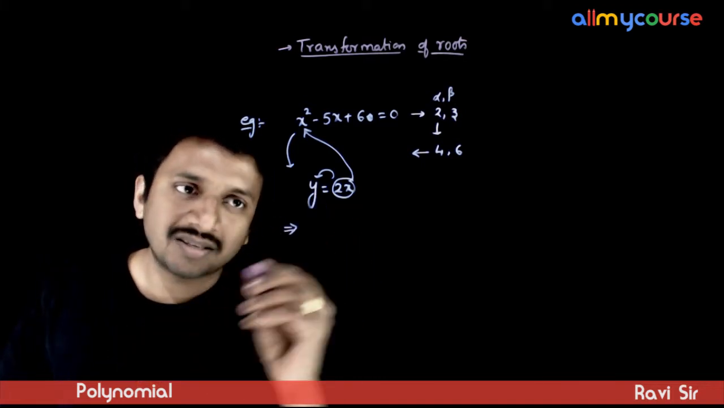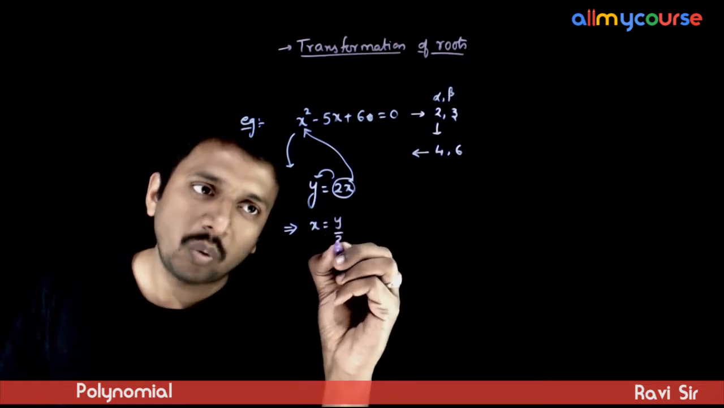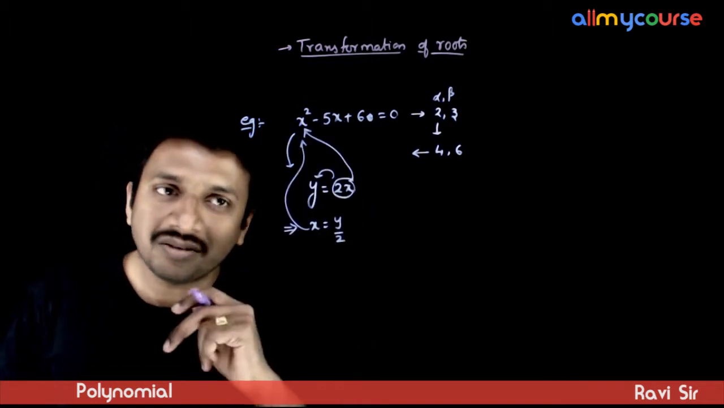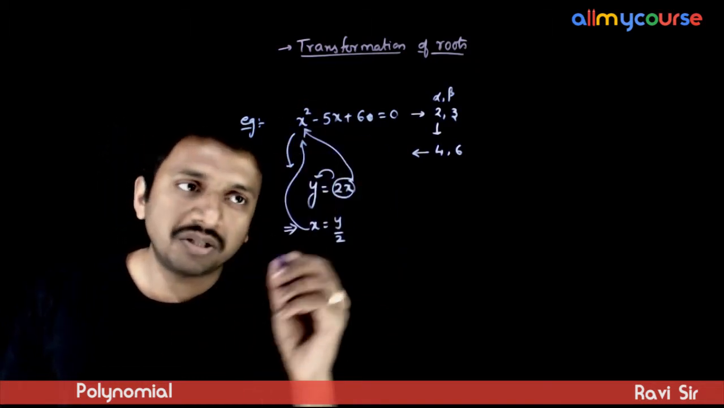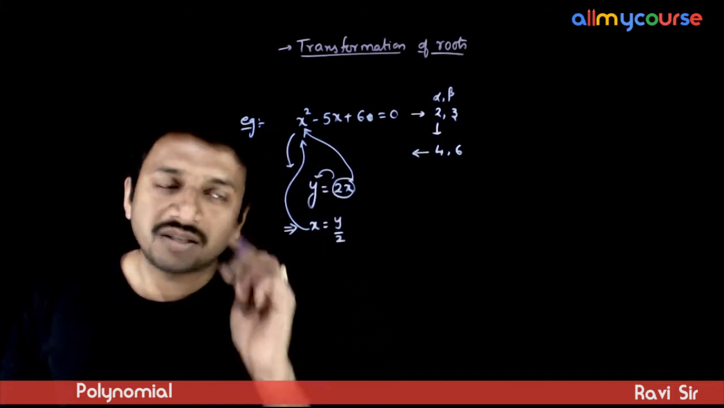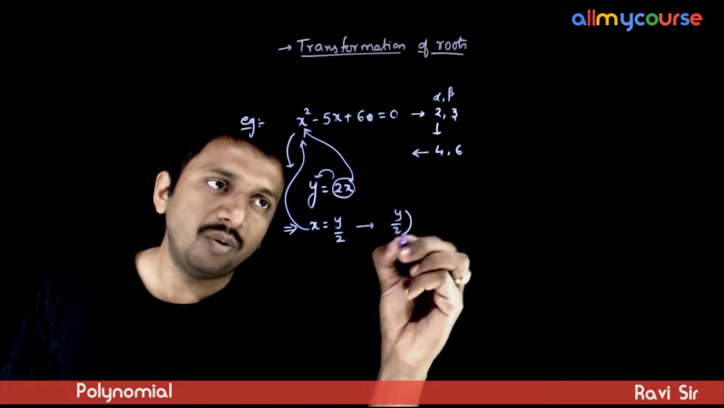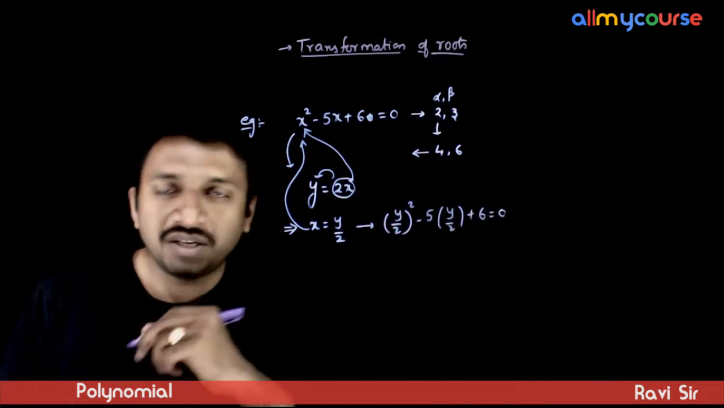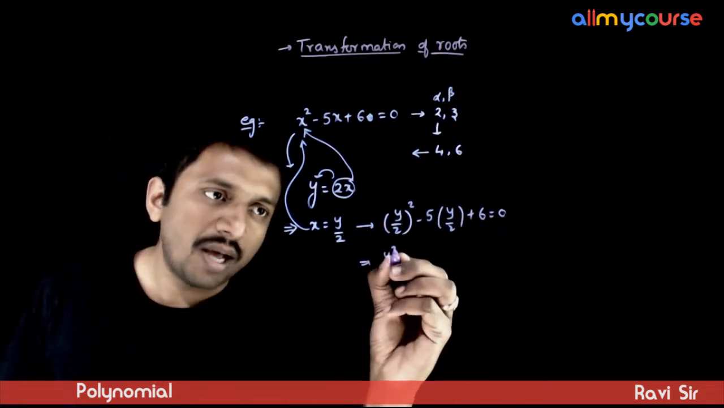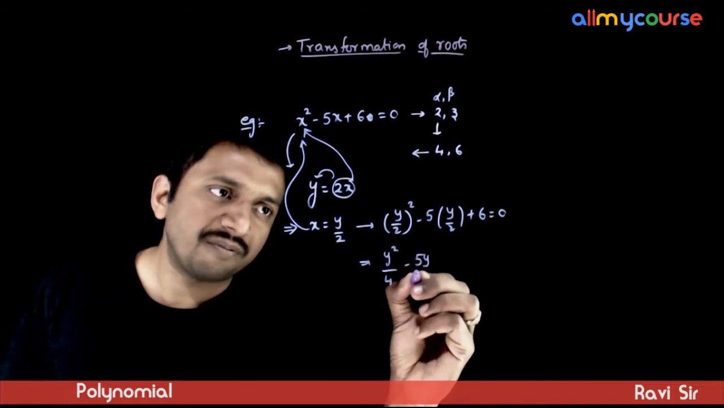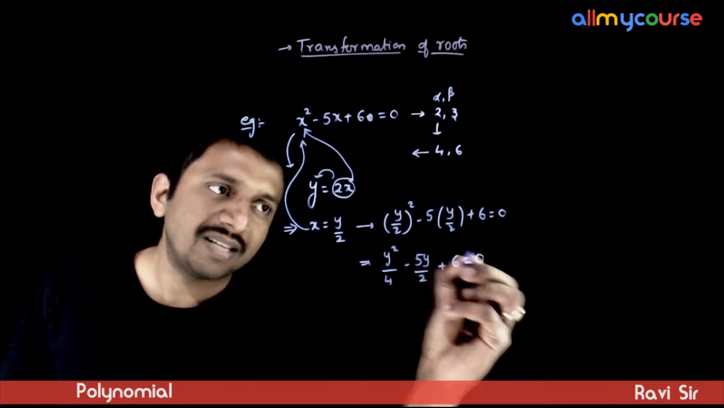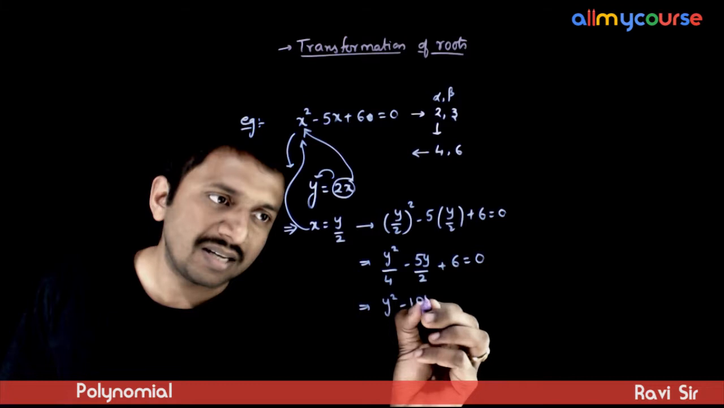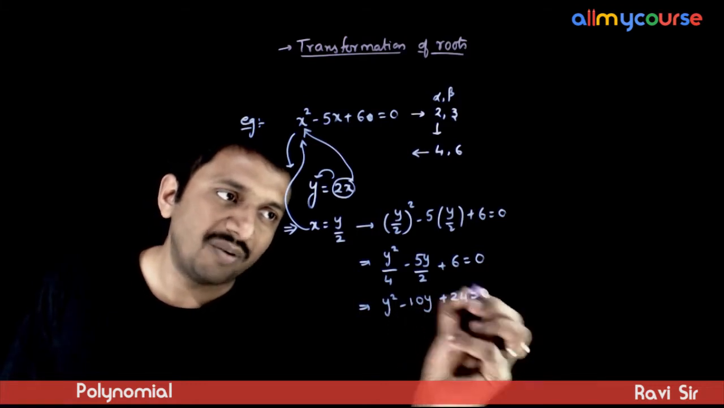So y is equal to 2x. This implies x is equal to y by 2. And my x is a solution to this equation, that means this y by 2 satisfies this equation. So let us put y by 2 in the place of x. You get y by 2 whole square minus 5 times y by 2 plus 6 is equal to 0. This implies y square by 4 minus 5y by 2 plus 6 is equal to 0. This implies y square minus 10y plus 24 is equal to 0.